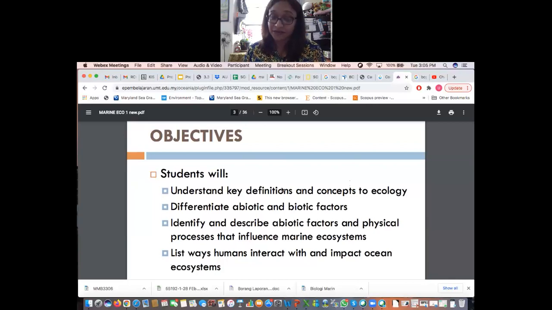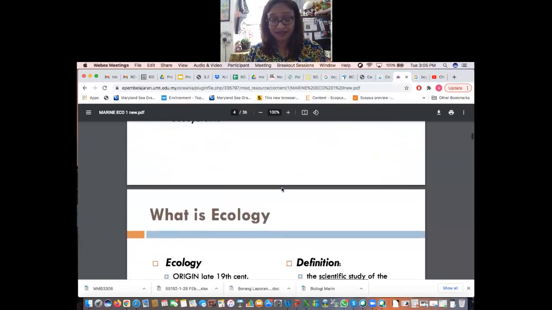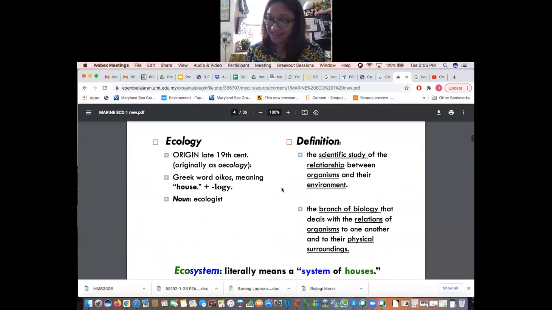From this, you'll be expected to understand key definitions and concepts of ecology, and to differentiate abiotic and biotic factors, to identify and describe abiotic factors and physical processes that influence marine ecosystems, and list ways humans interact with and impact ocean systems. So, are we ready, class?